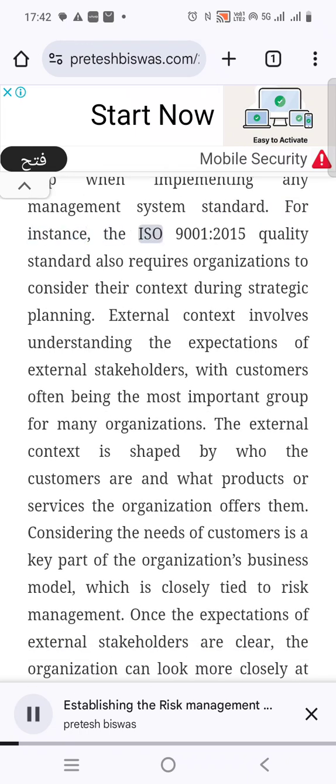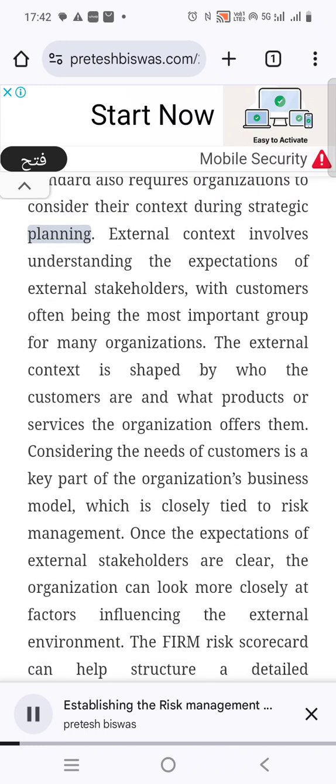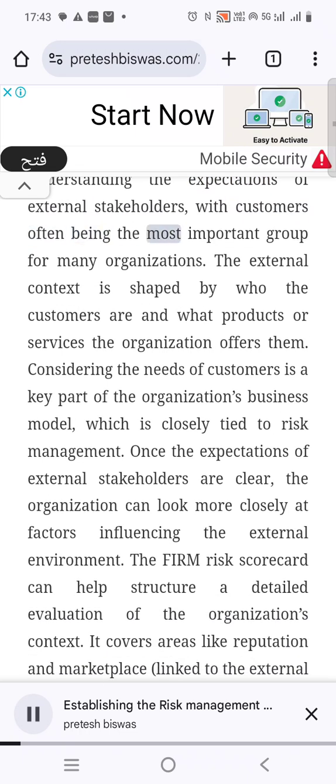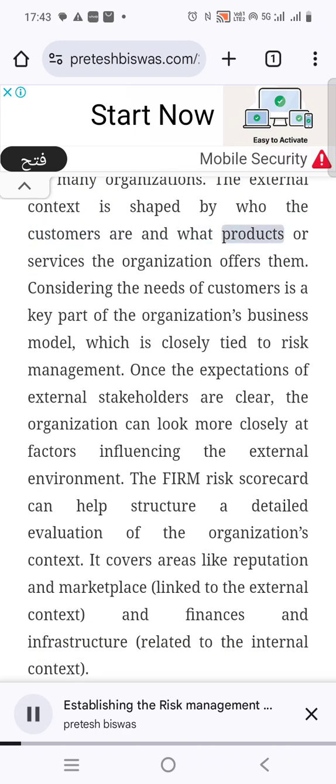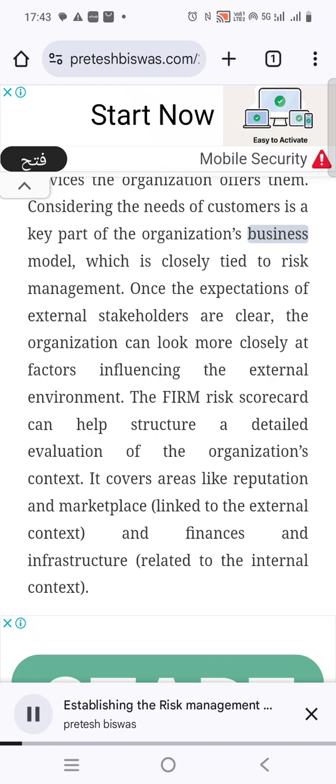For instance, the ISO 9001:2015 quality standard also requires organizations to consider their context during strategic planning. External context involves understanding the expectations of external stakeholders, with customers often being the most important group for many organizations. The external context is shaped by who the customers are and what products or services the organization offers them.